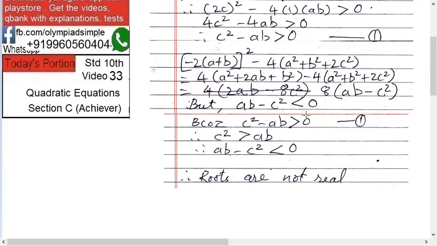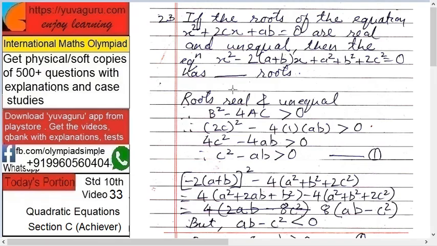Therefore c square will be greater than ab, this ab on this side. Therefore now if c square is greater than ab, then ab minus c square will be less than 0. Or here also you simply change the minus sign and the sign of greater than turns to less than. Therefore ab minus c square will be less than 0. Now ab minus c square in the above is less than 0. So if ab minus c square is less than 0, it means the roots are not real, they are imaginary. Okay, so the answer is imaginary or not real roots.